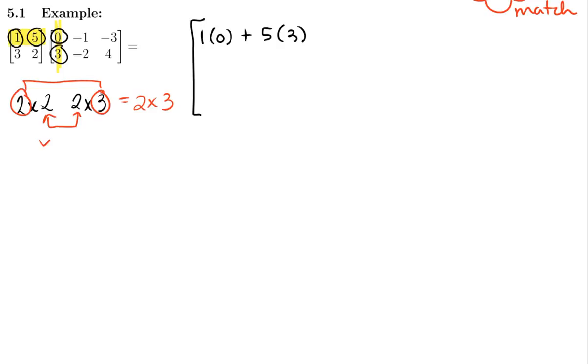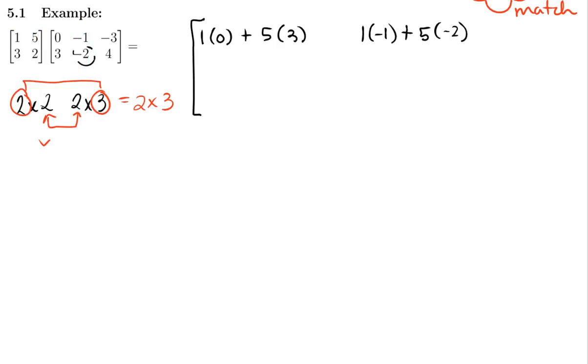Okay, so now let's try to get row 1, column 2. So let's go ahead and erase all this. We're looking for row 1, column 2. So now we're doing the dot product along row 1 and column 2. So again, our first entry would be row 1 first position, column 2 first position. So we have 1 times -1 plus, and then we move on to the second. So we have 5 times -2. And that would be our entry for row 1, column 2.